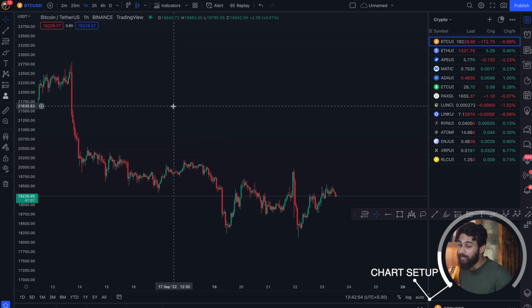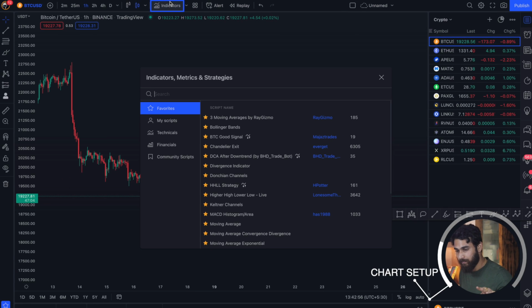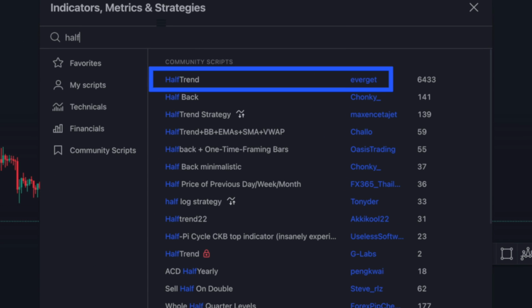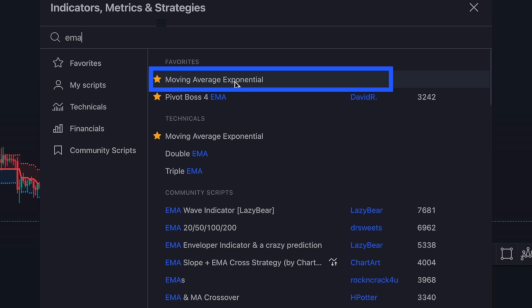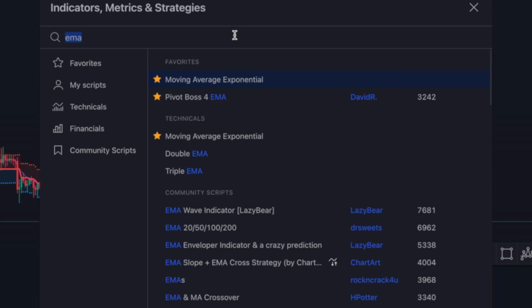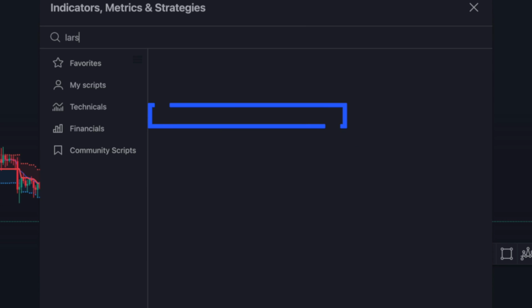For this strategy, we will require 3 different indicators. The first one is Half Trend by Everget, and then we will need an EMA, and finally we will need a new type of RSI called LARSI.